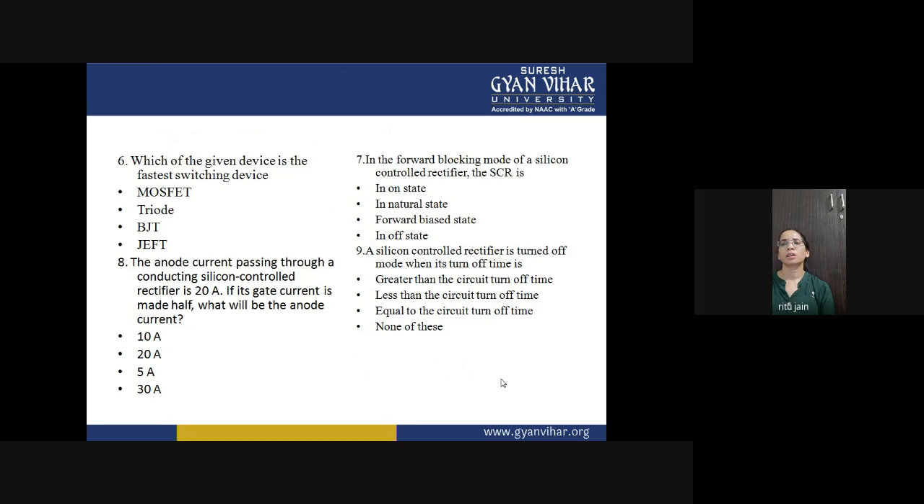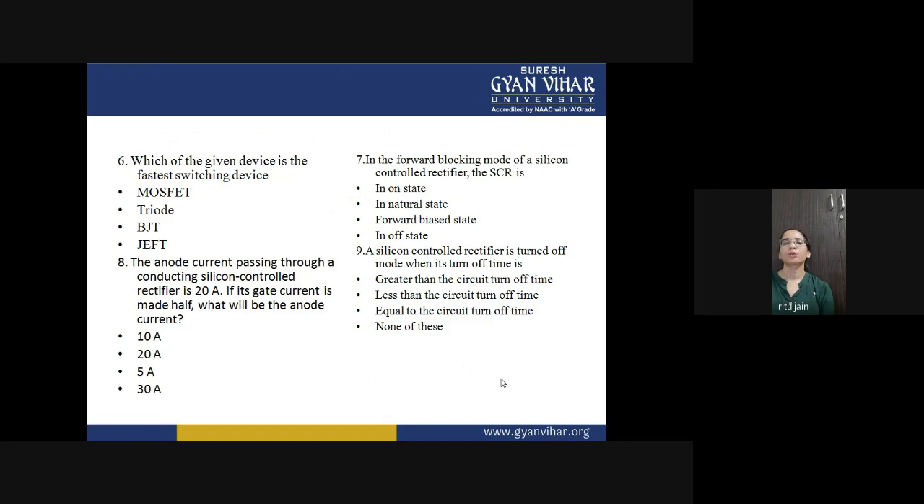Next question is, in the forward blocking mode of a silicon controlled rectifier, the SCR is in on state, neutral state, forward biasing state, or off state. It will remain in the off state, because to turn on the SCR you have to apply a gate pulse, and then it will come from the forward blocking state to the forward conduction state. So it will remain in the off state until and unless you apply a gate pulse at the gate terminal of the SCR.